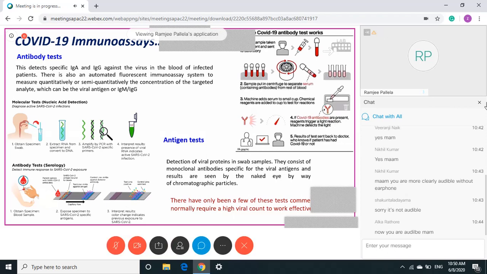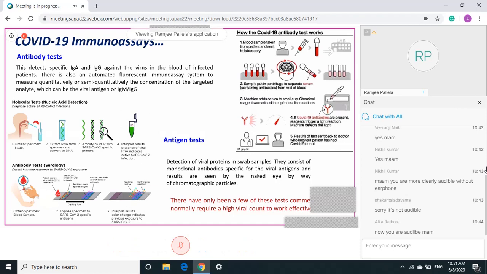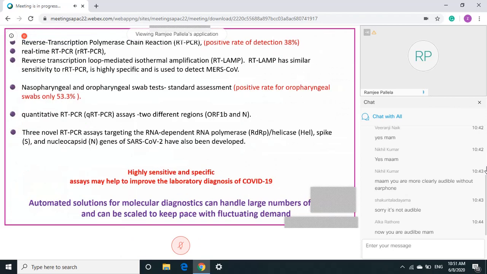So after telling you the ways that you can do the diagnosis, we have the RT-PCR, where the positive rate of detection is only 38%, and this is what they call the most reliable method. Just imagine how many false positives and false negatives you can get with this particular method. Then we have the reverse transcription loop-mediated isothermal amplification, RT-LAMP, process, that can detect a little faster, and similar tests have been used for detecting MERS viruses.